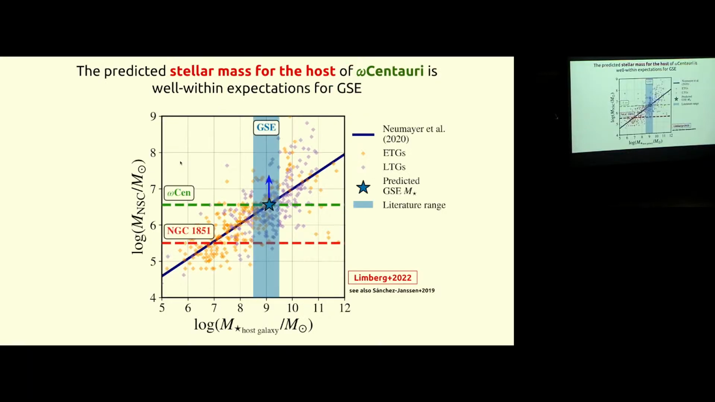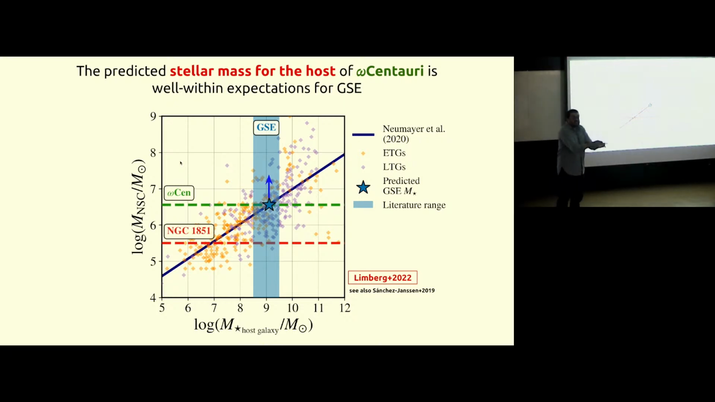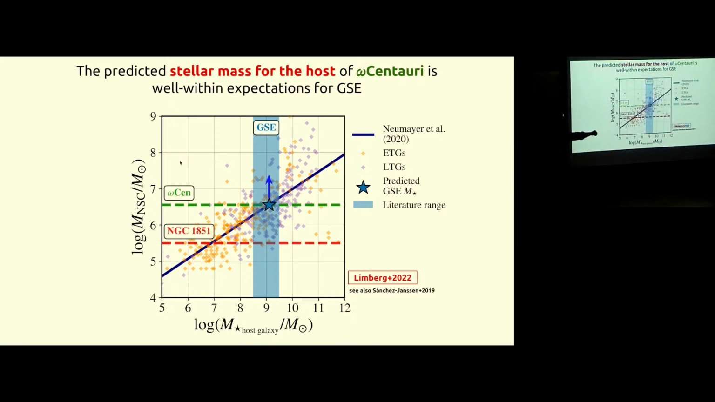And then the thing that really is the nail in the coffin for me is this plot. So this plot is showing on the horizontal axis the stellar mass of host galaxies of nuclear star clusters, and the mass of nuclear star clusters is in the vertical axis. Basically, if you just check what is the expected stellar mass of the host galaxy of ωCentauri, you end up with this green line, and this green line crosses this relationship exactly at the location of Gaia sausage.